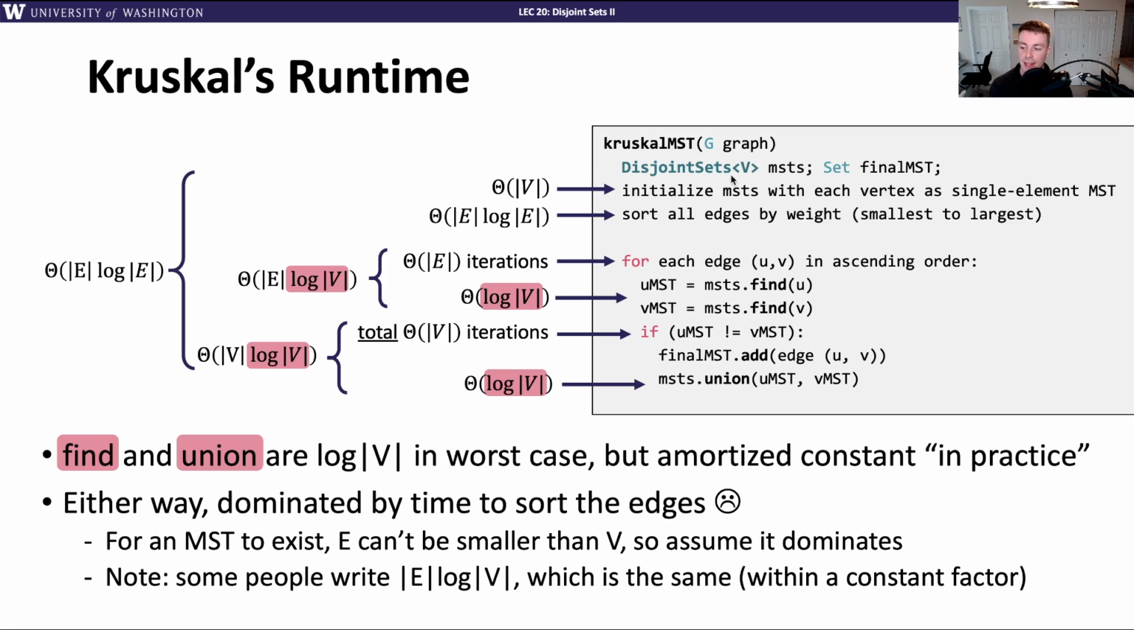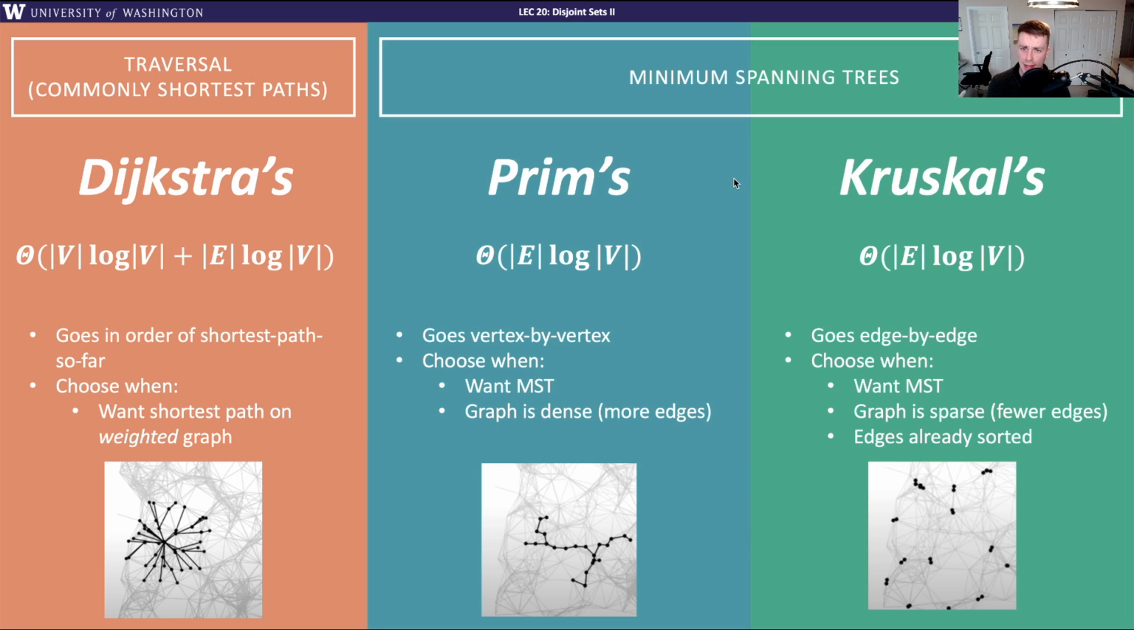But I wanted to mention that they're equivalent. And that's the reason why you see these differing answers. So this gives us a chance to go back and look at everything we've seen so far. We talked about traversals, commonly the shortest path problem, where we use Dijkstra's.